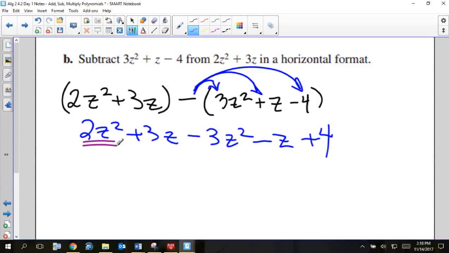And we're going to combine our like terms. Is anything like term with 2z squared? Yes or no? Like terms? Yes. Negative 3z squared. Add them together. Negative z squared.